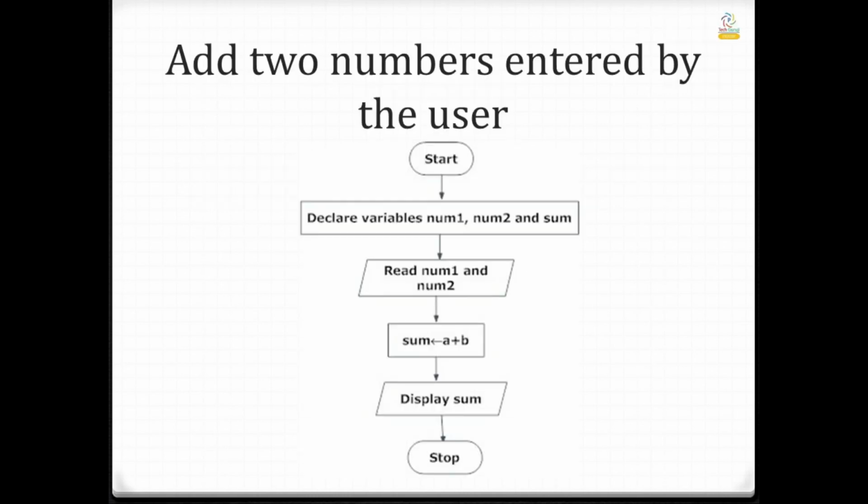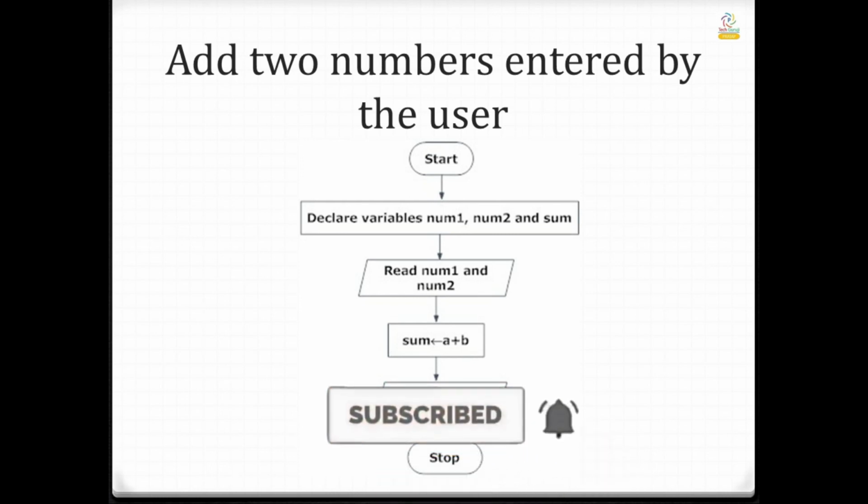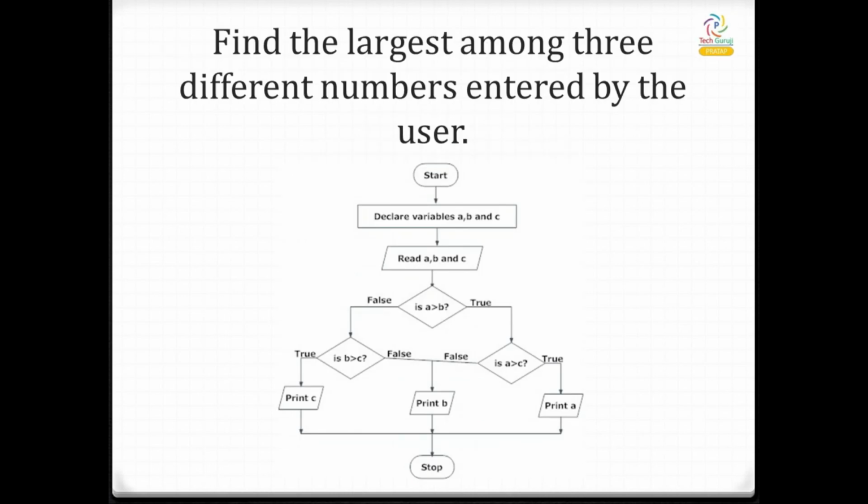So here, this is a simple example of how we can draw a flowchart by using the symbols. Our aim is to draw a flowchart for addition of two numbers entered by the user. This is the second flowchart that we have used to find the largest among three different numbers entered by the user.